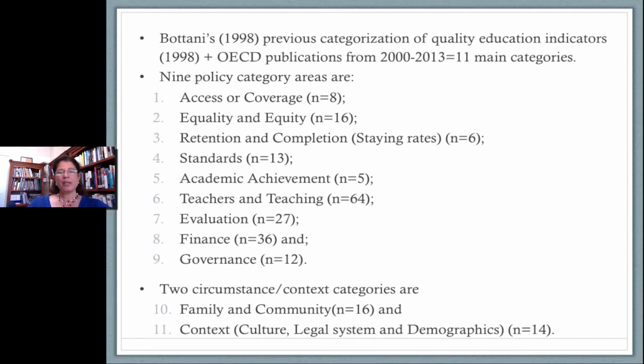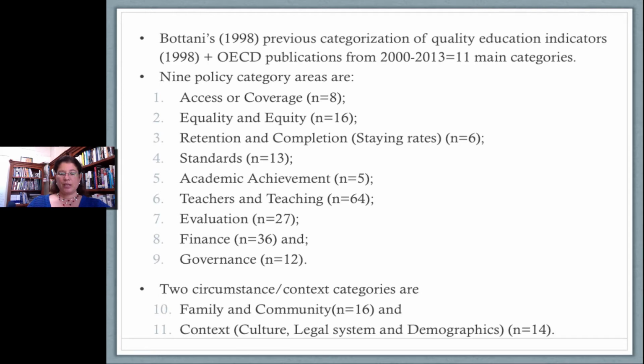We found that all countries at some stage are measuring access or coverage. They're also all measuring equality or equity. They're all measuring things like retention and completion, or staying rates in school. They all have things related to standards and academic achievement, to teachers and teaching, to the evaluation process, to financing, and to governance. These are all policy areas that have indicators attached to them.